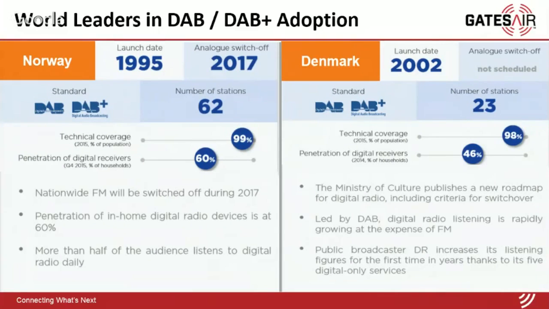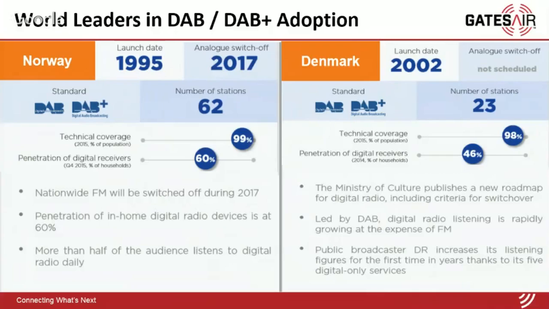Norway, one of the great success stories. 99% of the population is covered. They've got 60% receiver penetration, and they've announced a digital analog sunset date where they're going to turn off their analog FM in 2017, and that's the first real announcement of FM turnoff by any country, and they're planning to stick to it. They figure that they've got 60% penetration, and more than half of the listening done today is via digital radio.